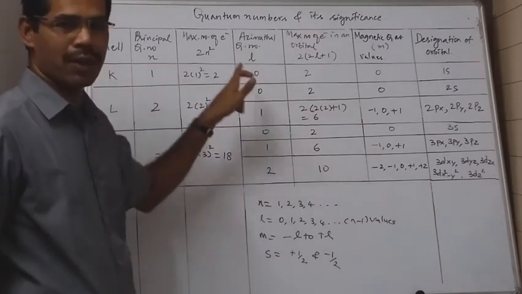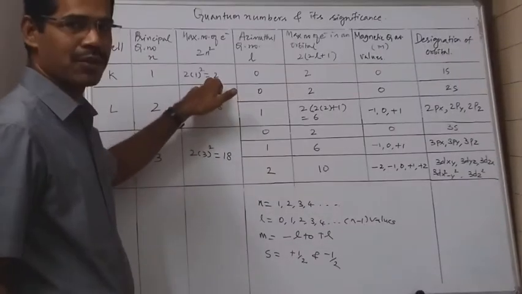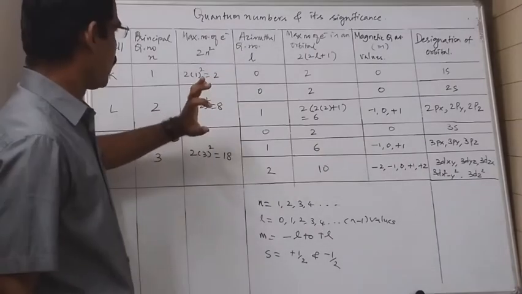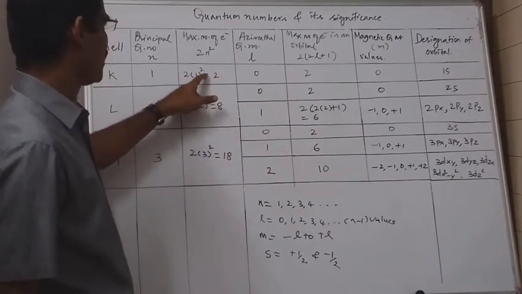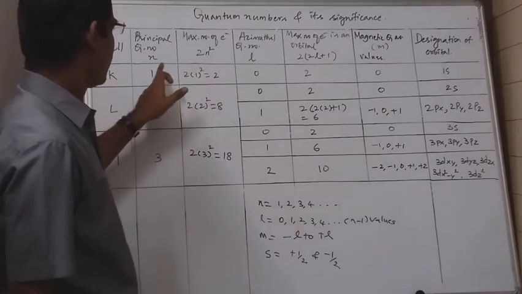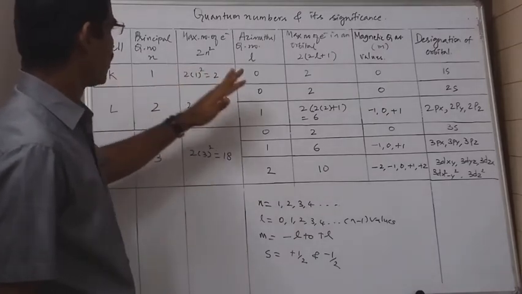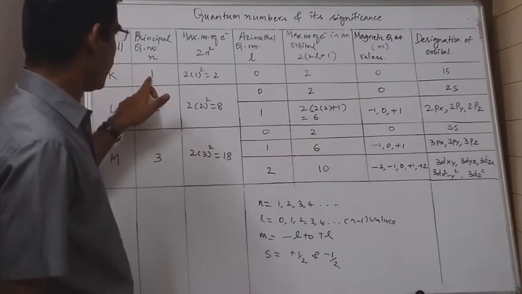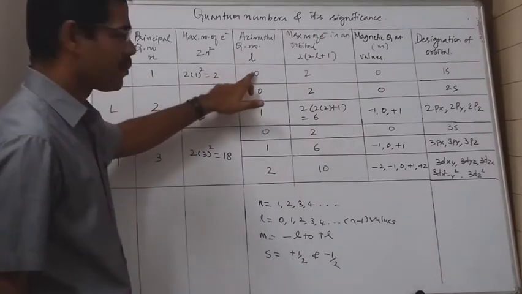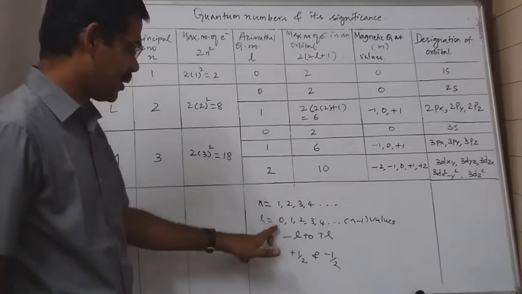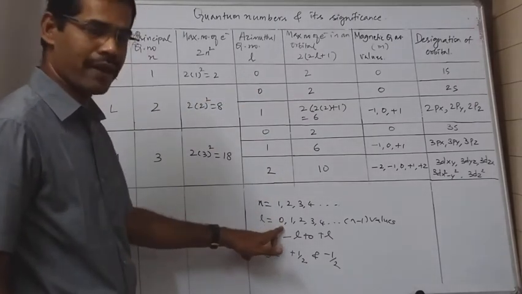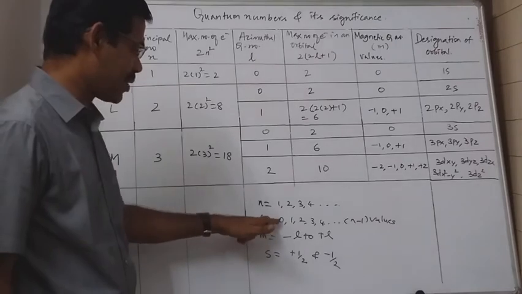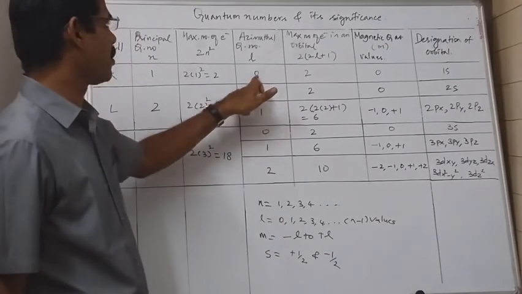What will be the maximum number of electrons present in a K shell? We apply the formula 2n square. If you apply n equal to 1, you will get 2, which means that in a K shell, 2 electrons are present at maximum. Now, for those 2 electrons, what will be the value of the azimuthal quantum number for a principal quantum number value of 1? The value of the azimuthal quantum number will be 0. Why? It always starts with 0. So that will be 0 here.